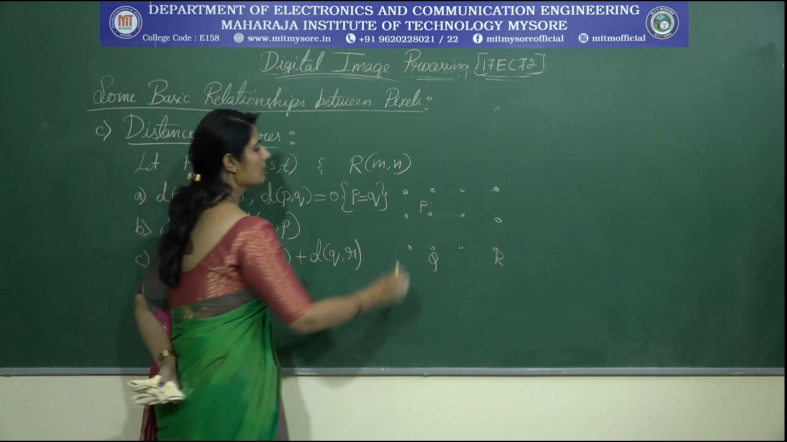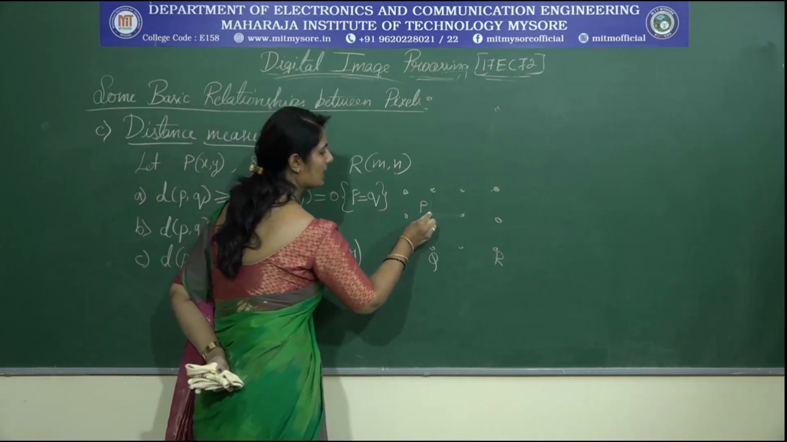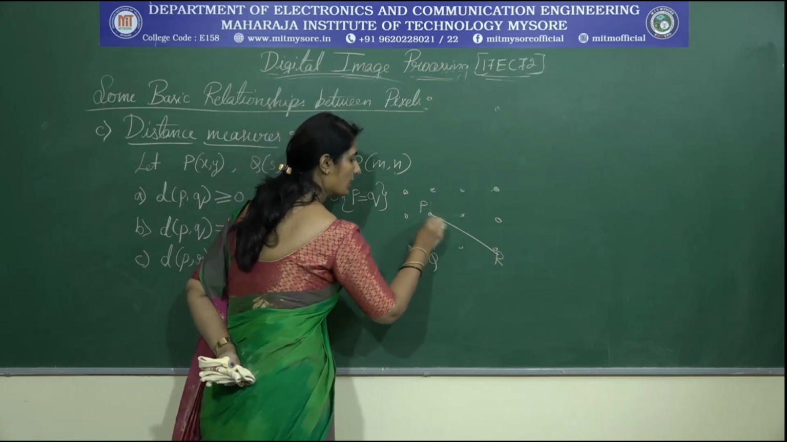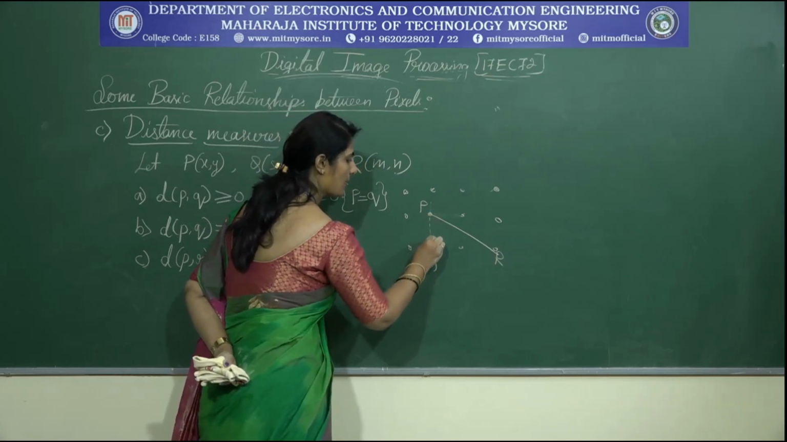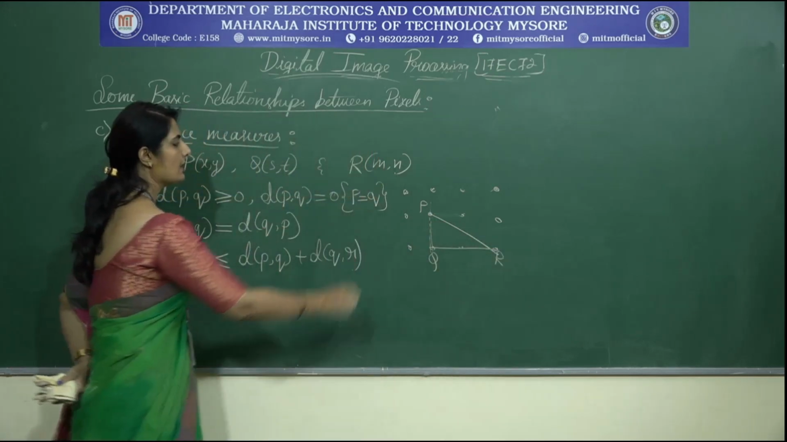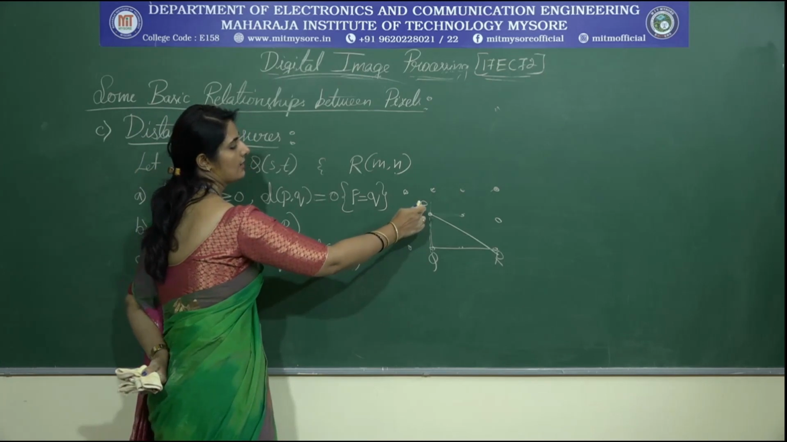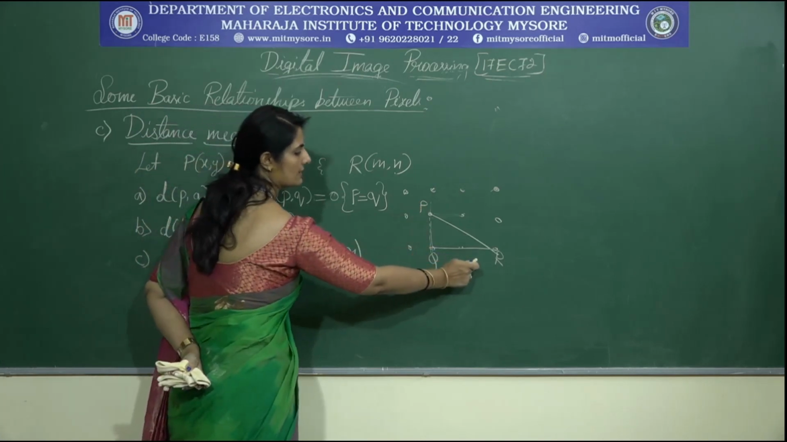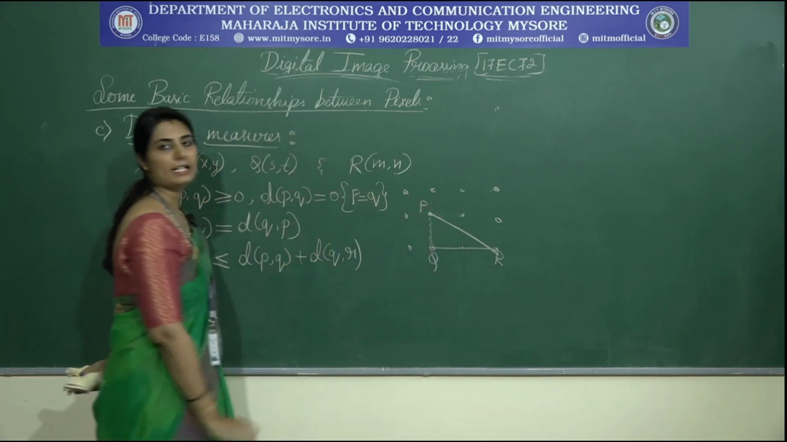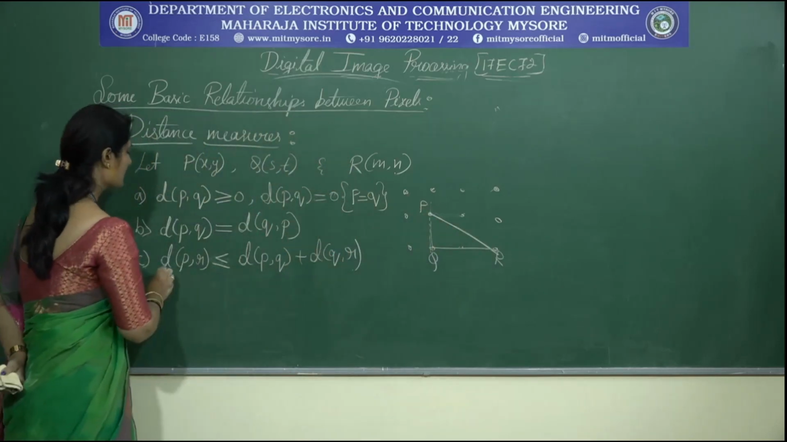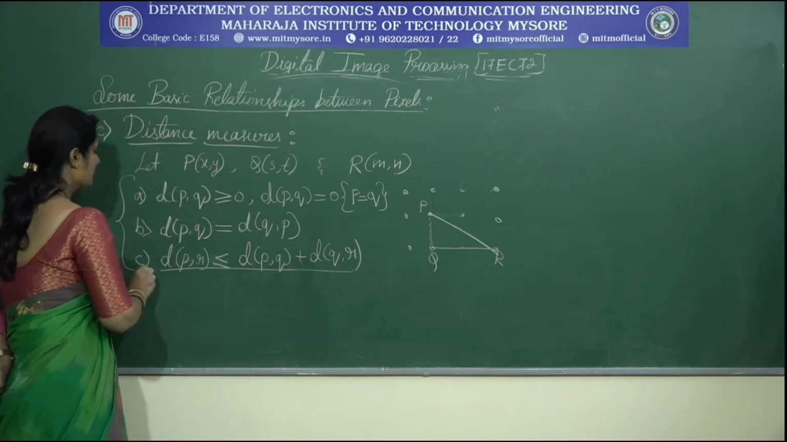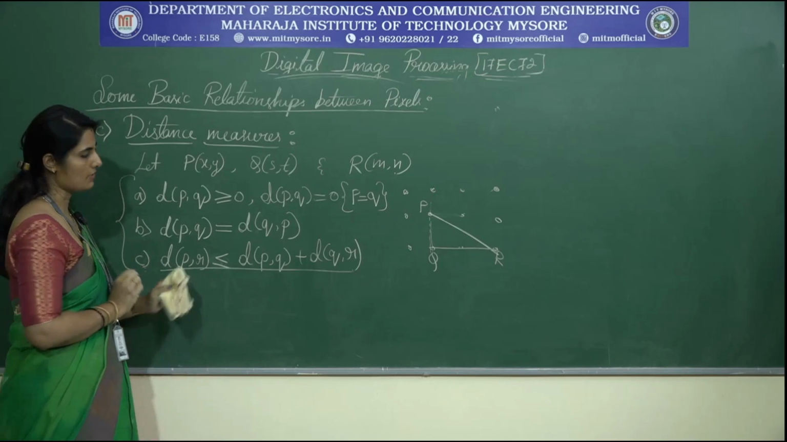Okay. So now the distance between P and R is smaller than the sum of the distance between PQ and the distance between QR. The PQ distance plus the QR distance is always greater than the PR distance, right? So that is what this equation means. So these are all the distance measure functions.